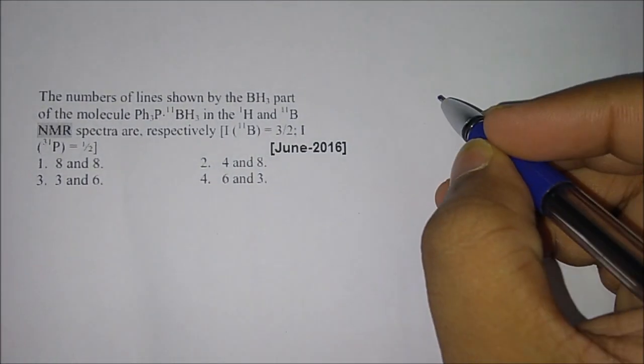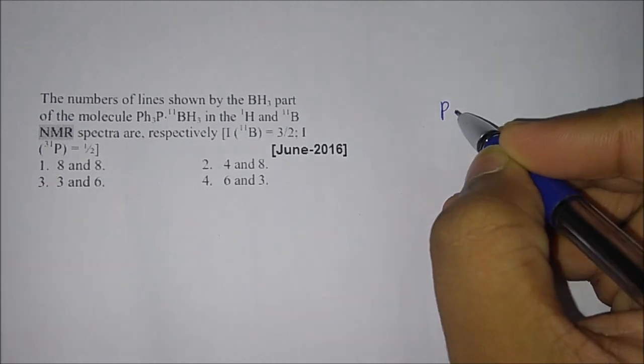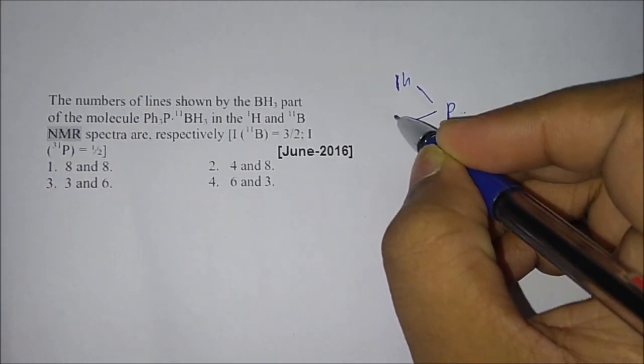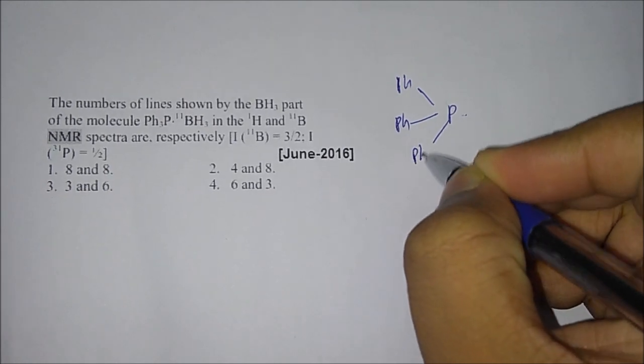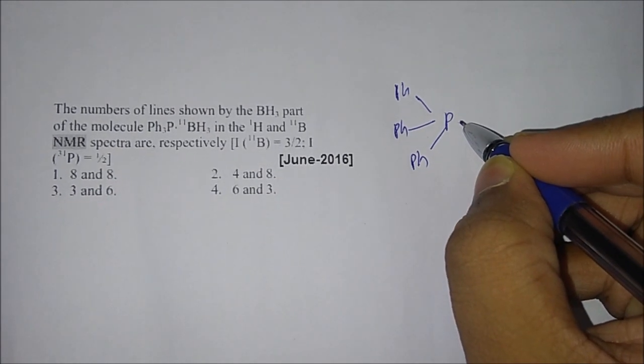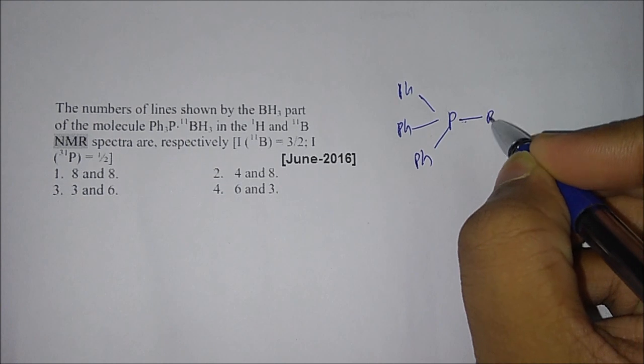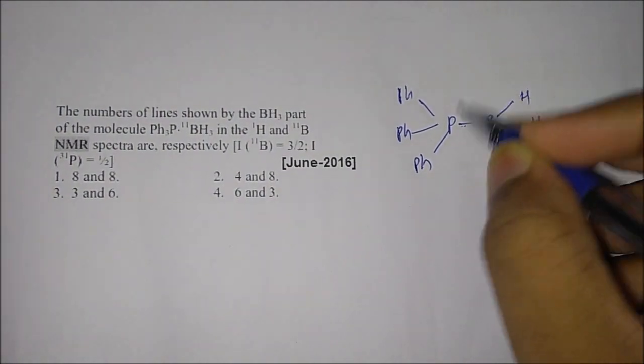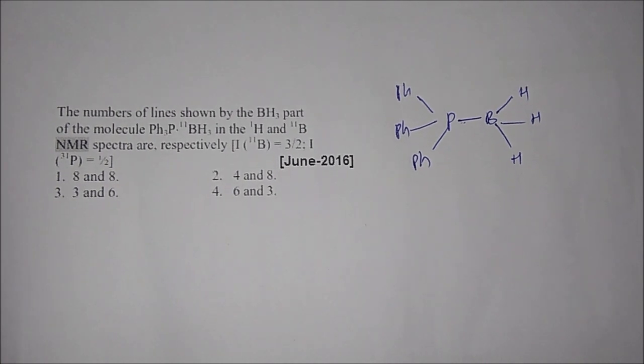See, first of all you need to know the structure of the molecule. So your PH3P will be like this. So 3 phenyl molecules will be attached to the phosphorus, then boron, and 3 hydrogens with this boron. Alright, so this will be the structure of the molecule, somewhat like this.